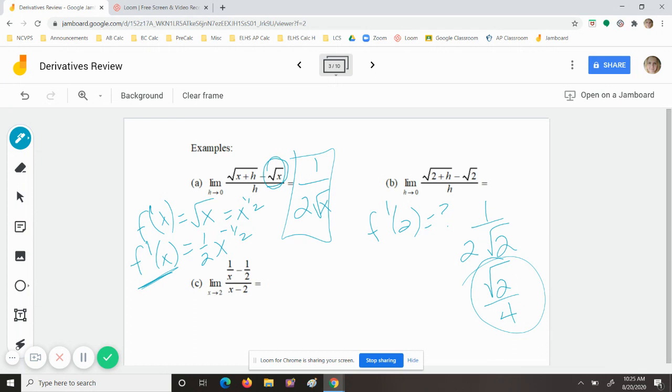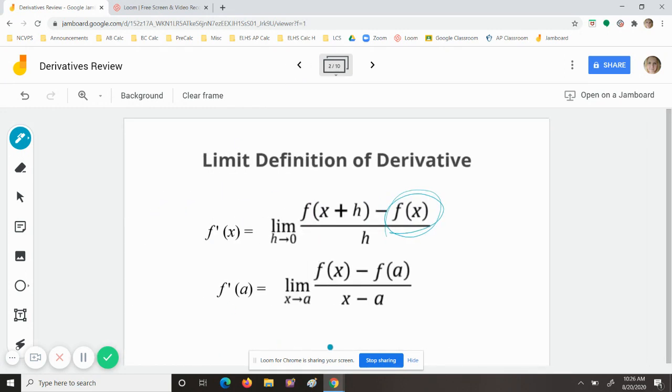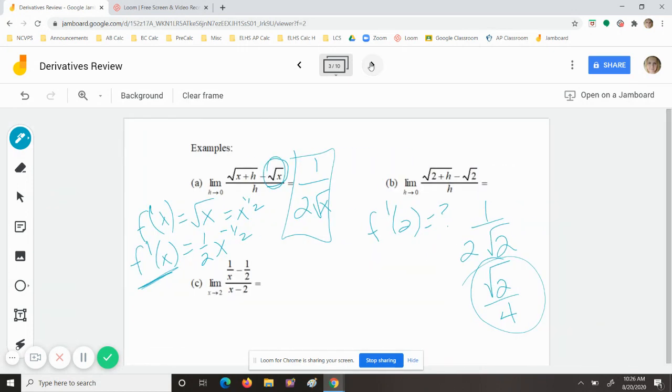Okay, last one there. Notice this one doesn't have an h. Limit as x approaches 2 of 1 over x minus 1 over 2, all over x minus 2. First of all, we notice that if we try to plug in 2, we're going to get 0 on the bottom, which we can't do. If we go back and take a look at this second limit form, f of x minus f of a all over x minus a. So let's take a look. F of x, we're thinking f of x is 1 over x, minus f of 2, because that's what x is approaching.